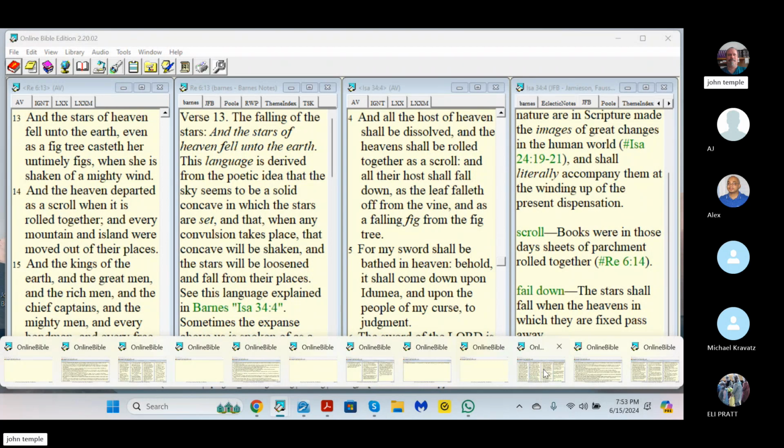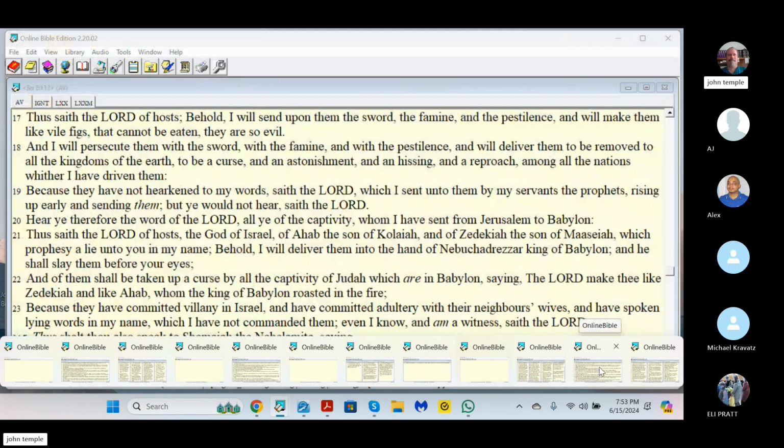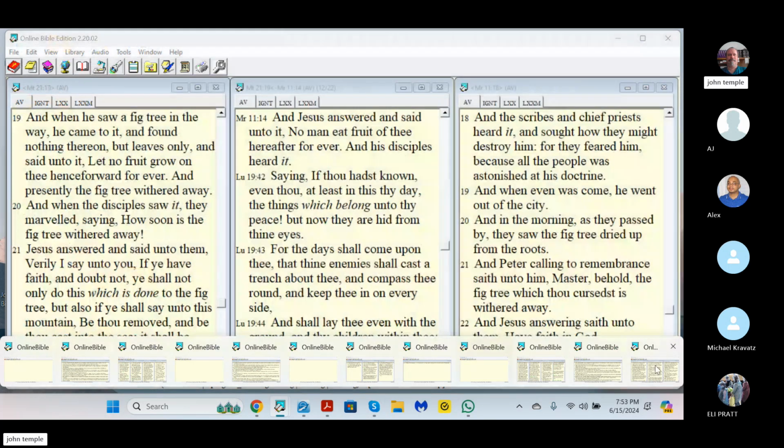I did a, what do you call it, a commentary on both of these, and it's good. We get the gist of it. Revelation 6:13 and Isaiah 34:4 are the same thing. And we read this, Jeremiah 29 and Matthew 21. We saw this. Yes. Okay, we did that.